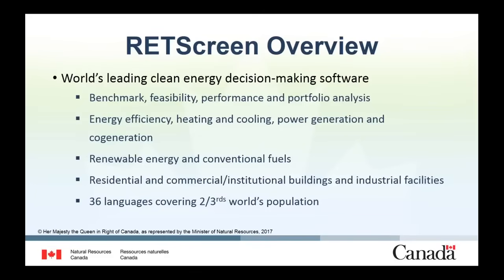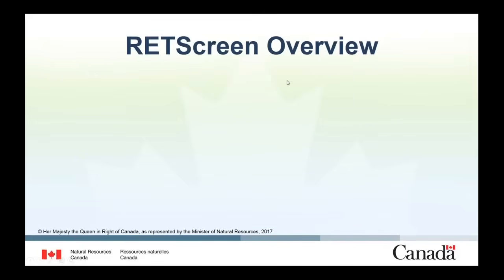The technologies covered in RETScreen include energy efficiency, heating and cooling, power generation, and cogeneration. RETScreen handles both renewable energy as well as conventional fuels. And RETScreen can be used for a wide variety of facilities, including residential houses, commercial and institutional buildings, industrial facilities, and power generation facilities. RETScreen is also available in 36 languages, covering 2/3 of the world's population at the click of a button. And Kevin's going to show that to you later.